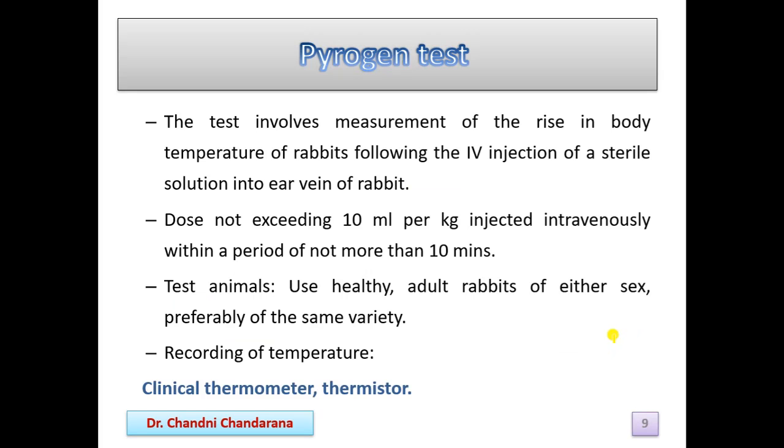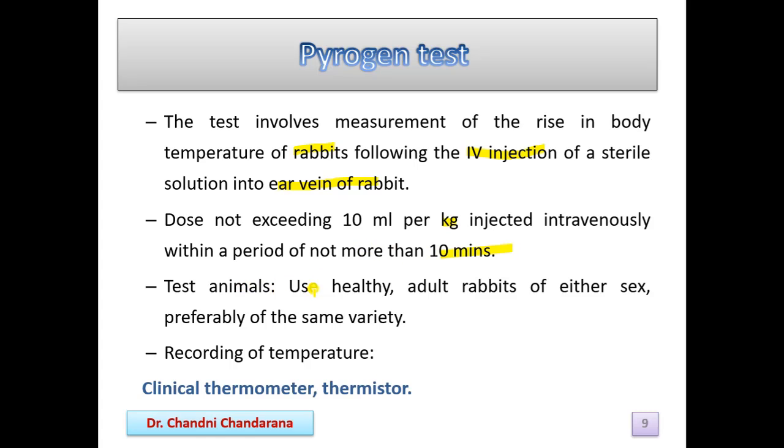Now we will see the next, which is the pyrogen test. This test involves the measurement of the rise in body temperature of rabbits. Here we have to use rabbits, following the IV injection of a sterile solution into the ear vein of the rabbit. Whatever dose we are using, it will not exceed 10 ml per kg, injected intravenously within a period of not more than 10 minutes.